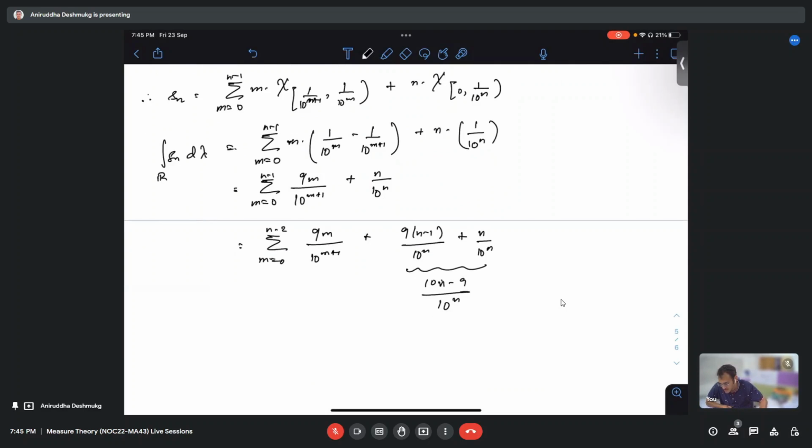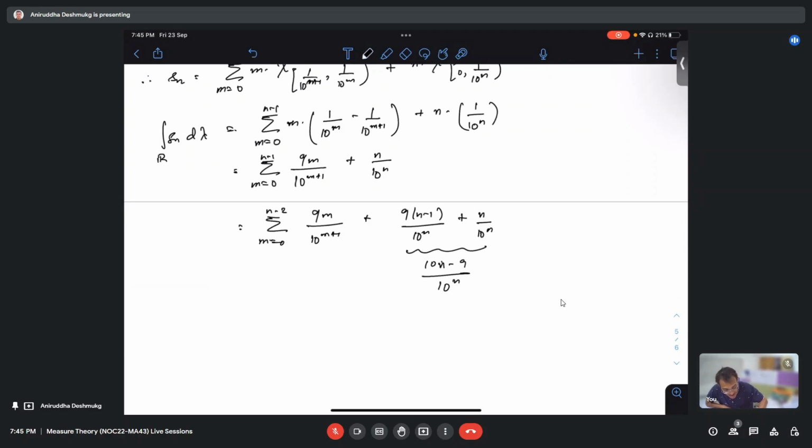Although, is it even helpful? What we want. But okay, even if I don't do that, let us keep it this way: 10n minus 9 by 10 to the power n. Notice that 10 to the power n grows much more rapidly than 10n minus 9. So as n goes to infinity, this is going to go to 0. Now the other term, I can write it as 9 into the sum over m from 1 to n minus 2 of m over 10 to the power m plus 1.